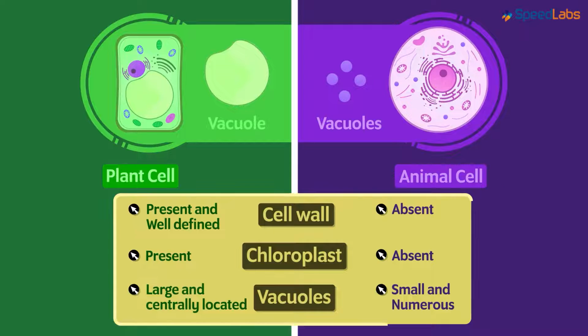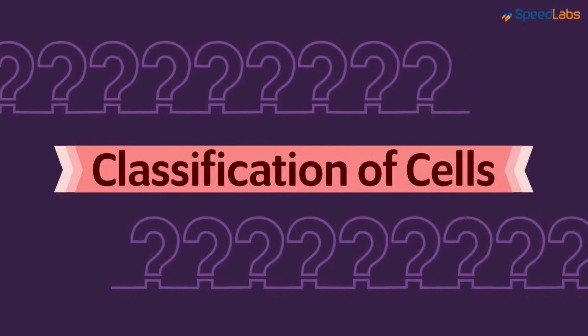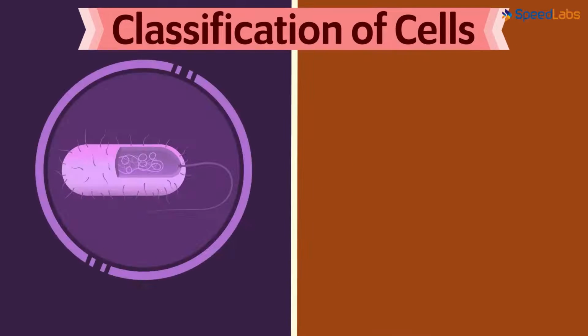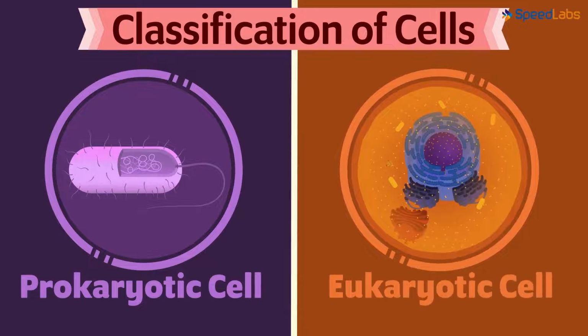This was just the difference between plant and animal cells. This is not the way cells are classified. Then how do we classify the cells? Cells are broadly classified into two major types: prokaryotic cells and eukaryotic cells. Here are the two types we are referring to. This is a typical prokaryotic cell and this is a eukaryotic cell.